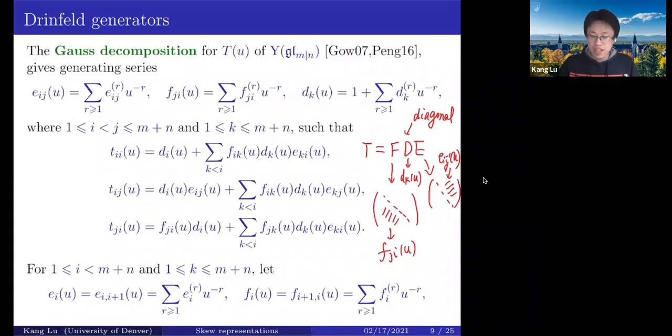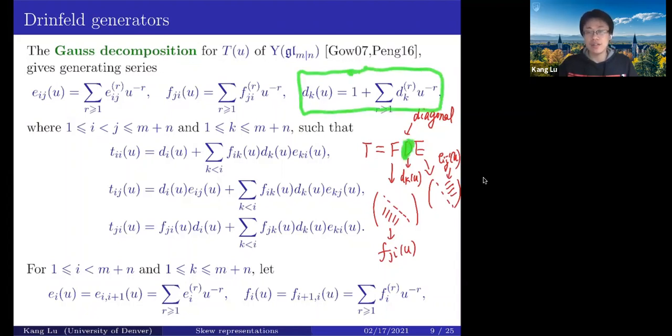And the Cartan-like subalgebra is generated by the coefficients of all those series, which correspond to the diagonal matrix in the middle. So we are going to define a q-character, a character series, based on this Cartan-like subalgebra. Sometimes people call it the Gelfand-Tsetlin subalgebra for the Yangian.